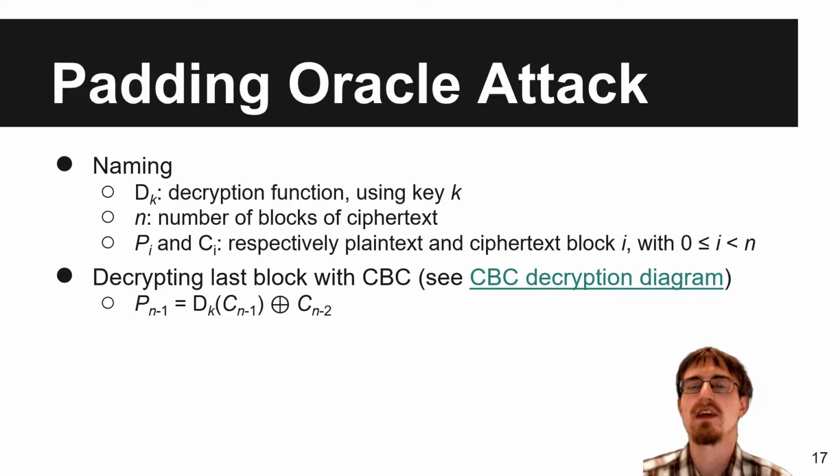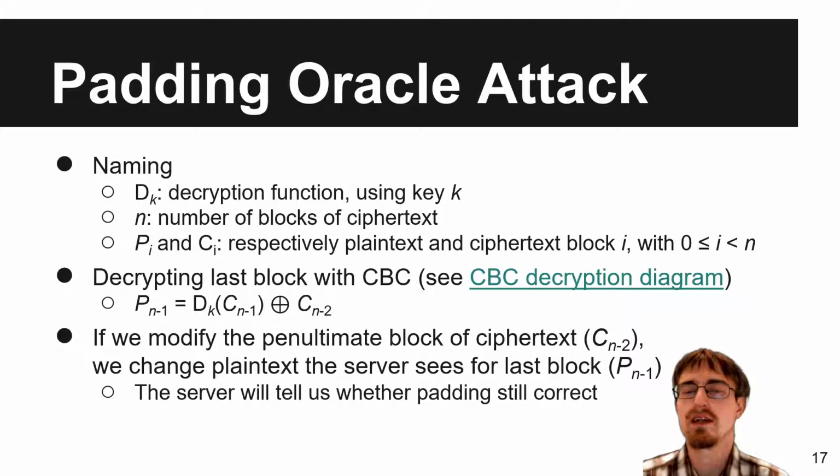Now, if we think back about the decryption scheme for CBC, look at slide 12 if you forgot, then we get the following formula. So P_(n-1), so this is the last plaintext block, is found by decrypting the last ciphertext block and XORing it with the ciphertext block right before, so at position n-2.